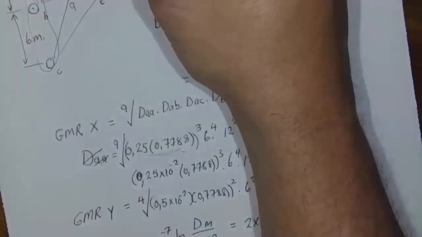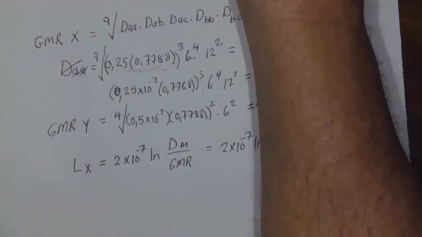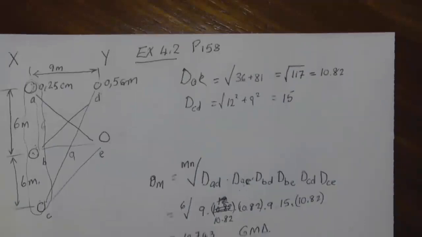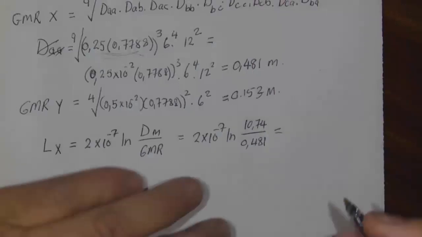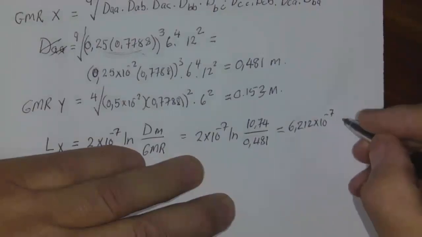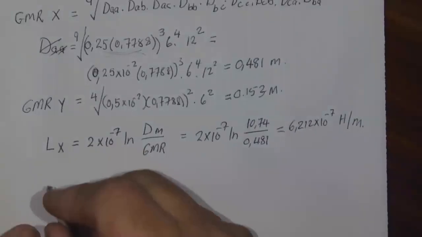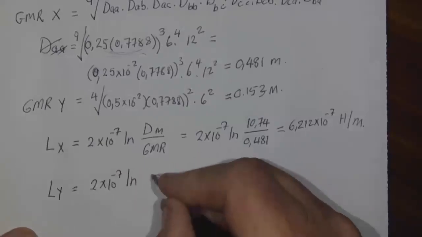For you that came late, this is example 4.2 in my book, page 158. So, anyone got an answer for that? 6.22 times 10 to the power negative 7 Henrys per meter. Now Ly is 2 times 10 to the power of minus 7 ln GMD over GMR of Y.